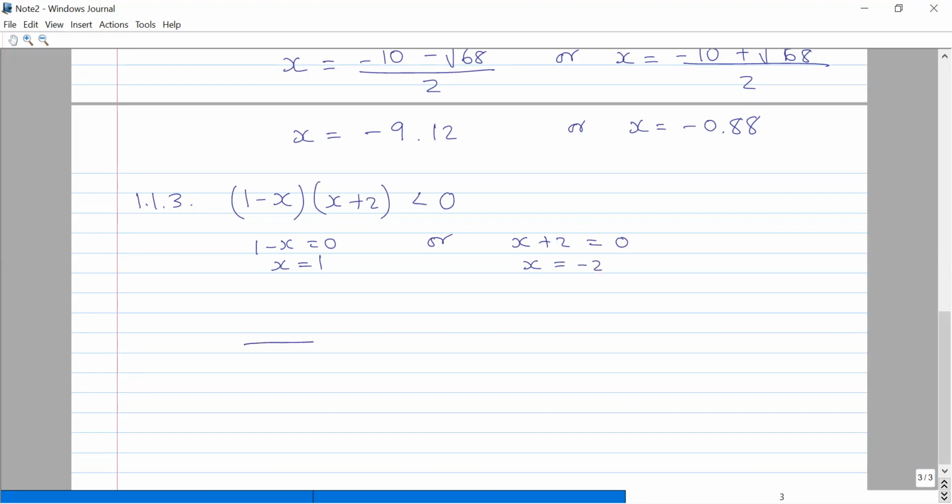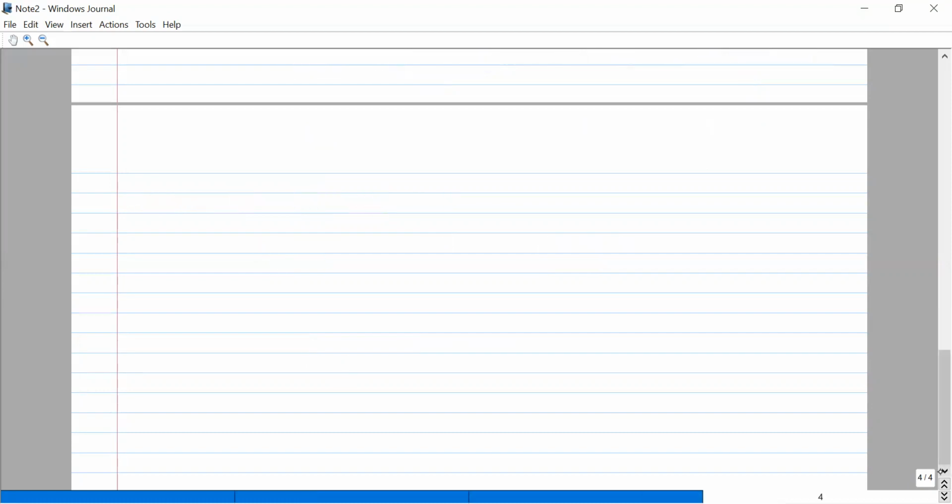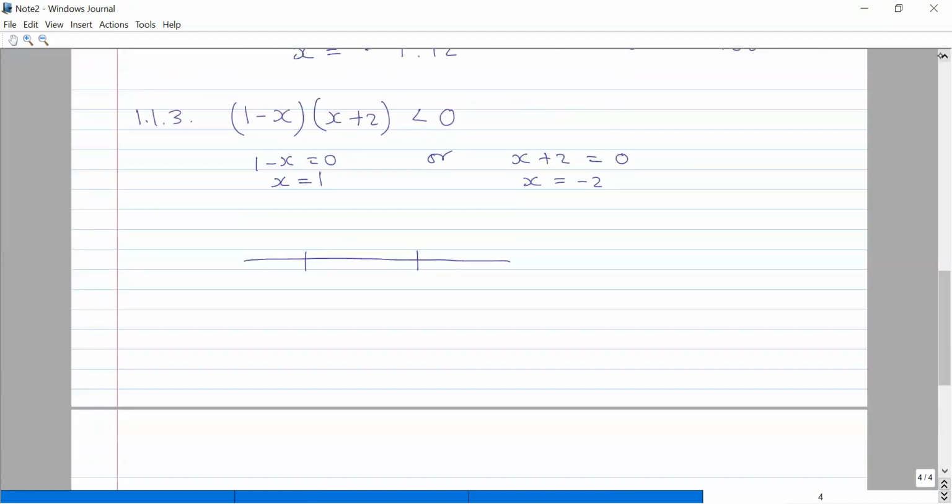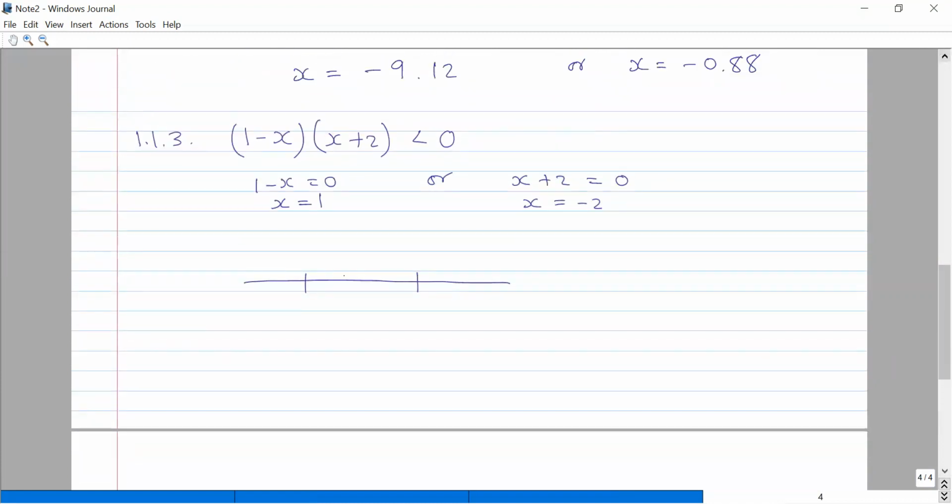Okay, so now we need to have a number line. Okay, there are two ways to do this. You can do the number line way or the table way. So I'll just do the number line because it's quite easier and fast. Okay, so you start by the smaller number. In our case, we have minus 2 as the smaller number. Then we have 1 as the bigger number in this case for our critical value. So I represent them in a number line, okay?